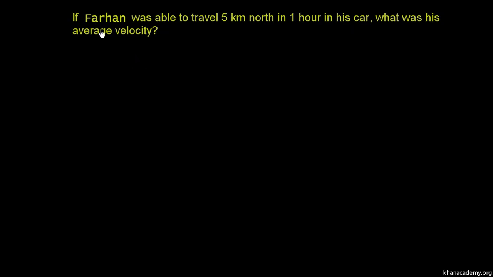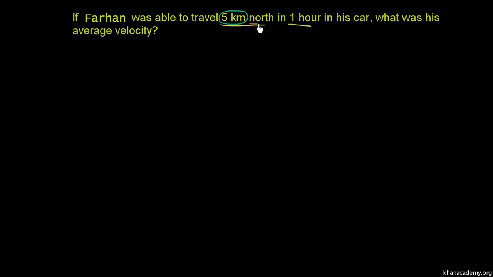So first I have, if Farhan was able to travel 5 kilometers north in 1 hour in his car, what was his average velocity? So first, let's just review a little bit about what we know about vectors and scalars. They're giving us that he was able to travel 5 kilometers to the north. So they gave us a magnitude, that's the 5 kilometers. That's the size of how far he moved. And they also give a direction.